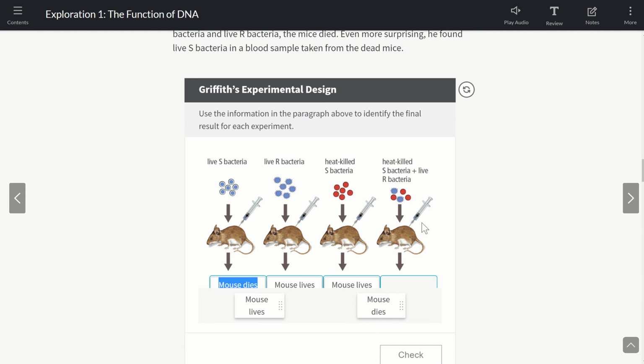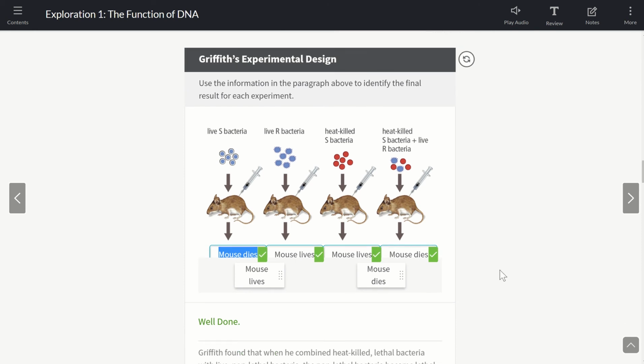But the fourth experiment that he did was really what told him what he wanted to see. What he did was he took that heat-killed S bacteria that was deadly, and he mixed it together with the living rough bacteria that was not deadly. And when that happened, the mouse died.